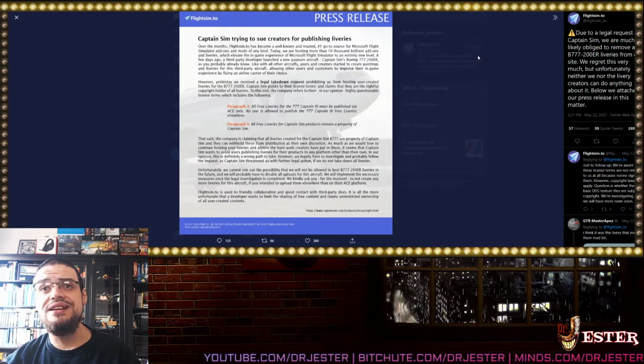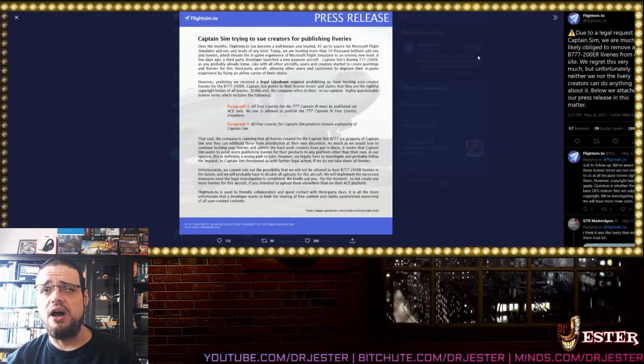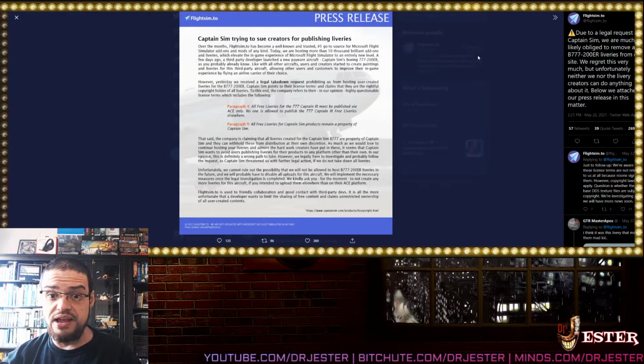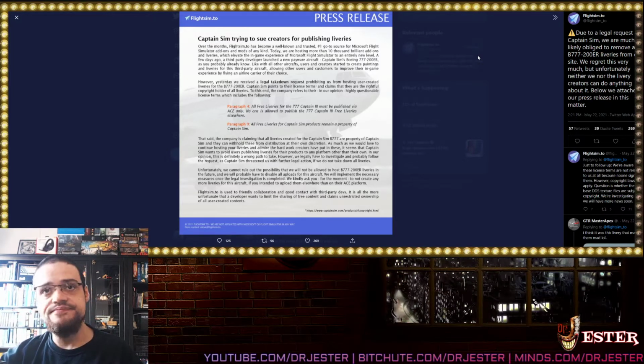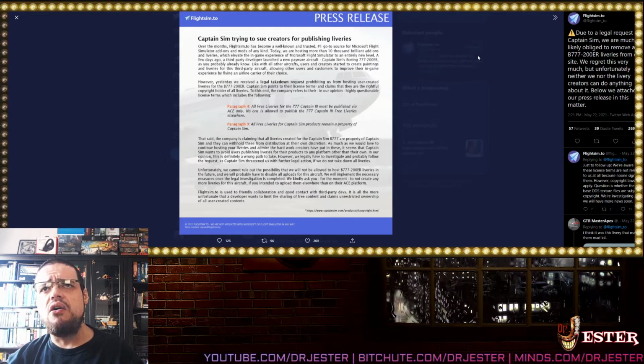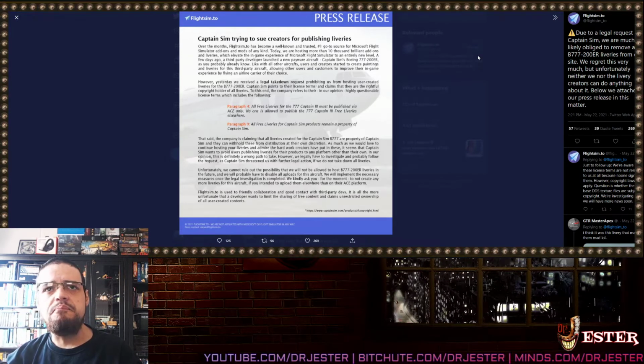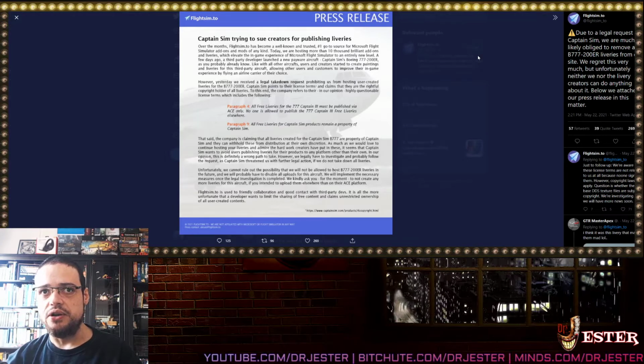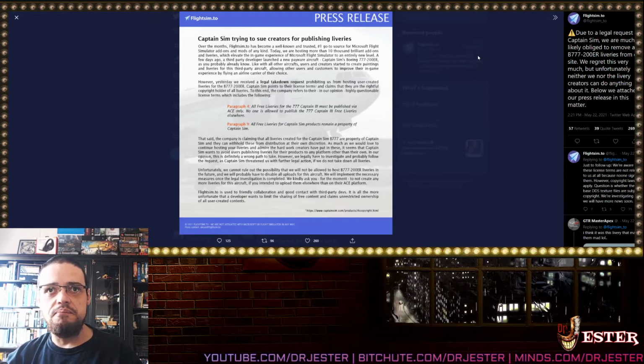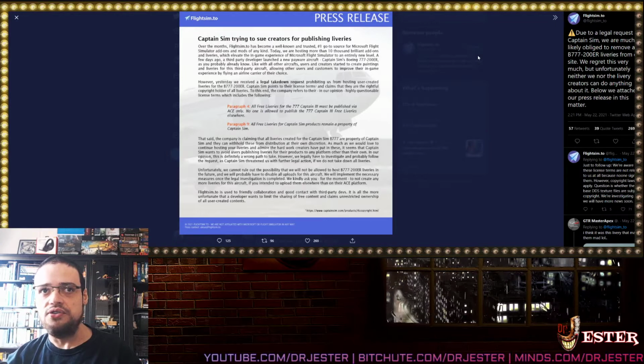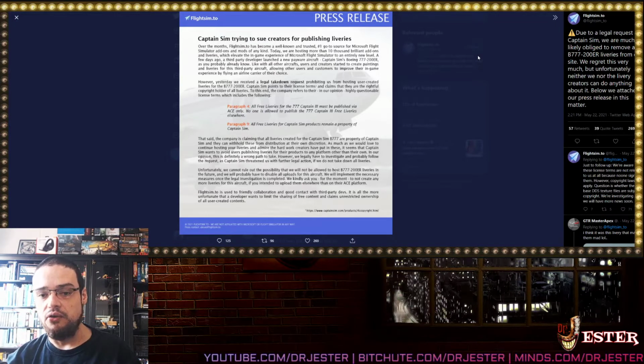Captain Sim points to their license terms and claims that they are rightful copyright holders of all liveries, despite being created by other users. To this end, the company refers to their, in our opinion, highly questionable license terms, which include the following. Paragraph 4: liveries for the 777 Captain Sim must be published via ACE only. No one is allowed to publish 777 Captain Sim free liveries elsewhere.